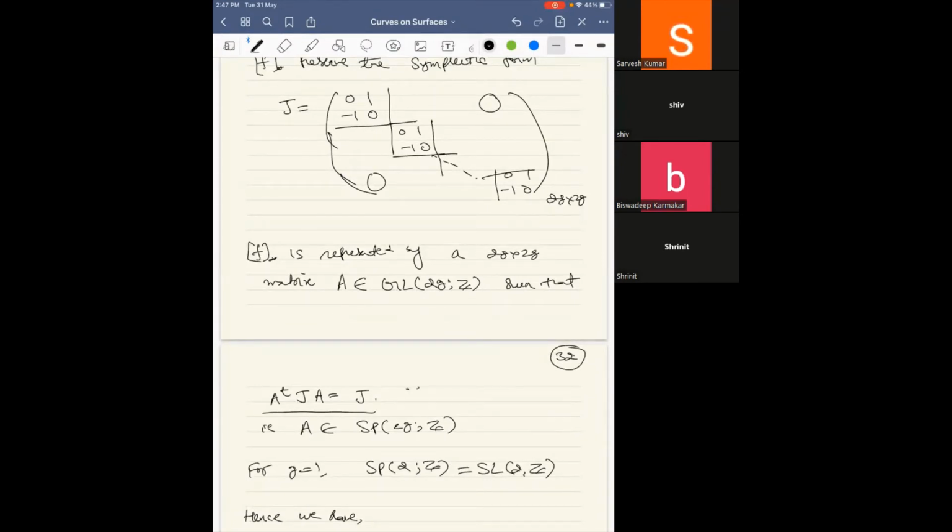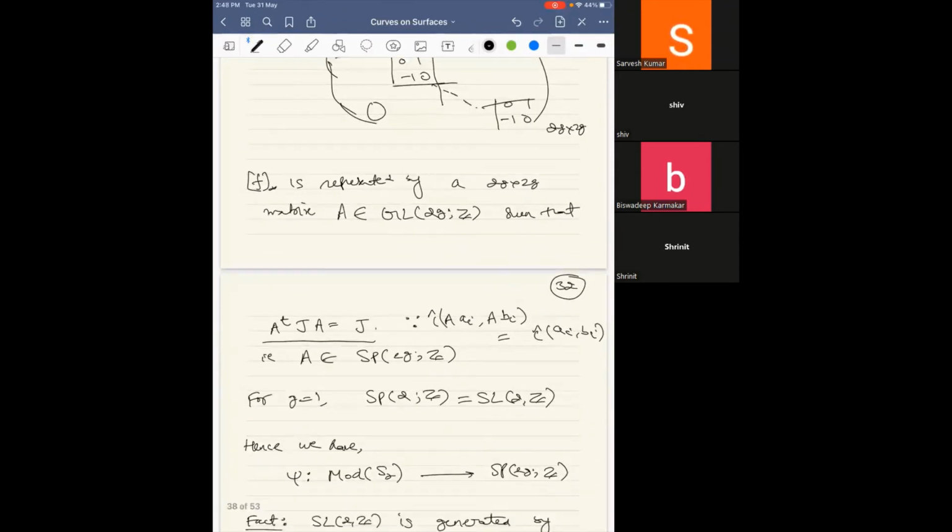So why does this happen? Because if you look at an element, let's say A, it should preserve the algebraic intersection number. So the algebraic intersection number between a_i and b_i will be the same as the algebraic intersection number of their images. Because of this relation, you will get this element, so this preserves this form J. So this is actually an element of the symplectic group.